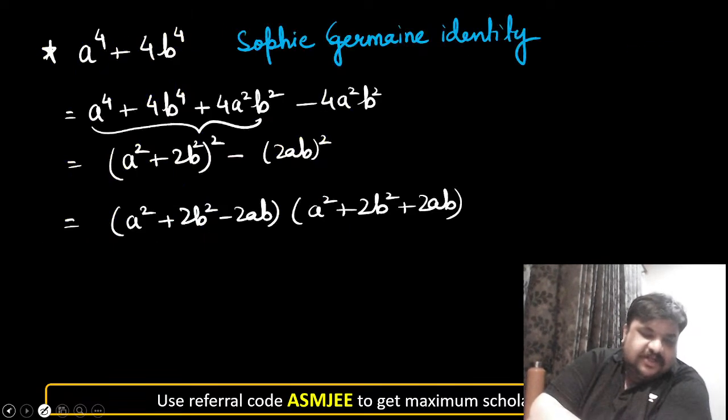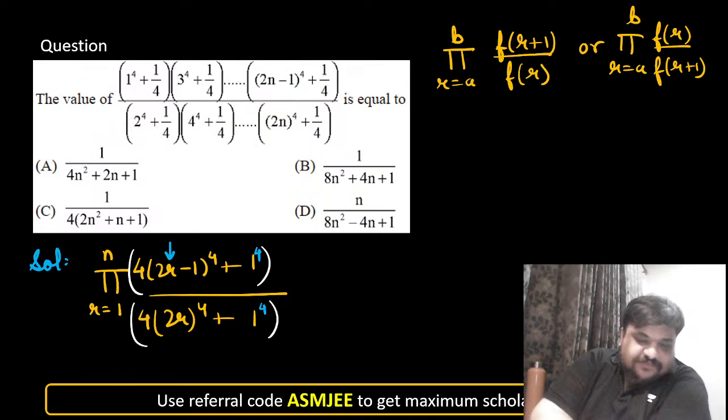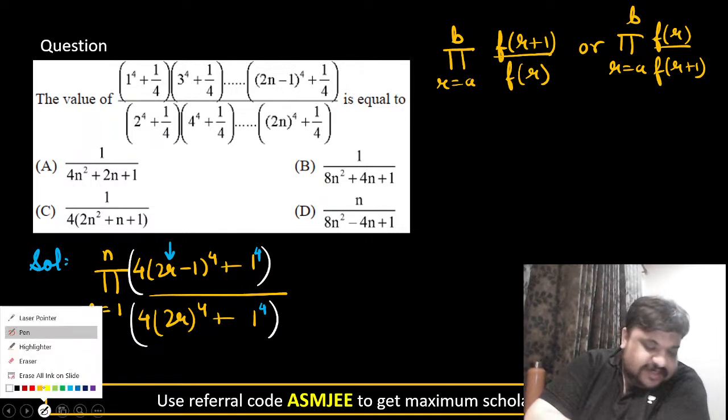Actually, it was not that tough. Looking at this 4 here, it was power 4 plus 4. It was very obvious for the Sophie Germain identity.